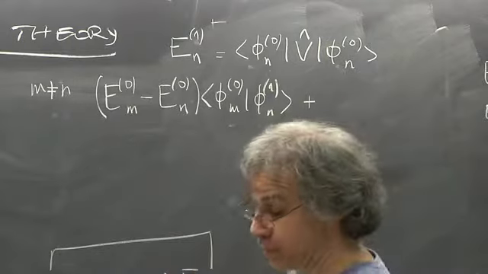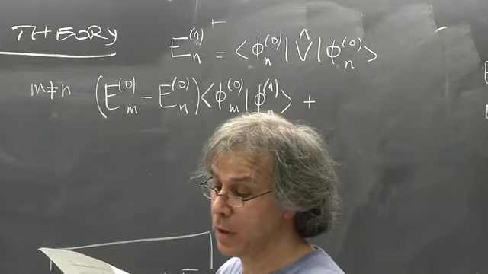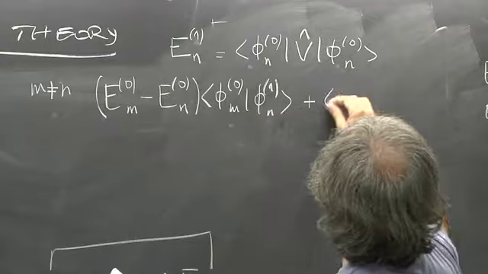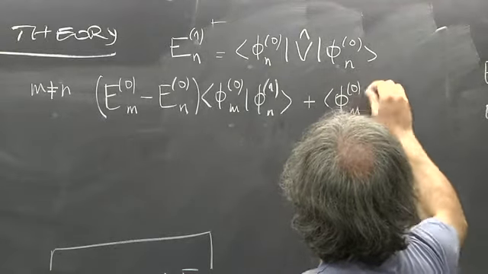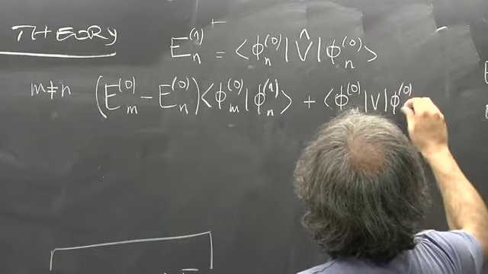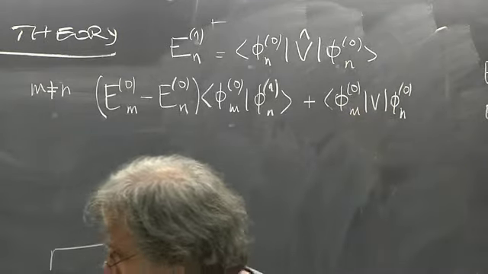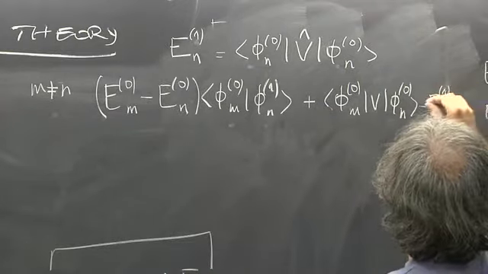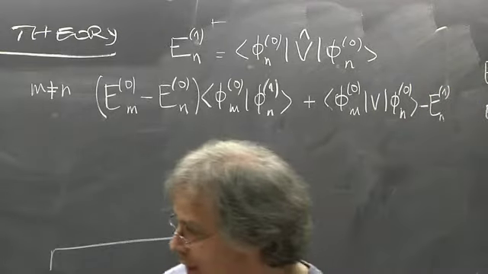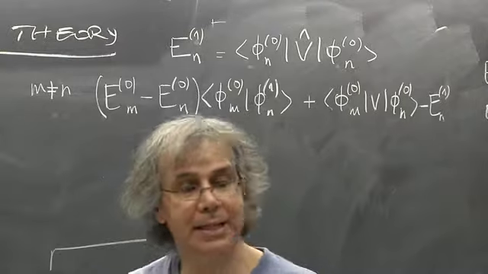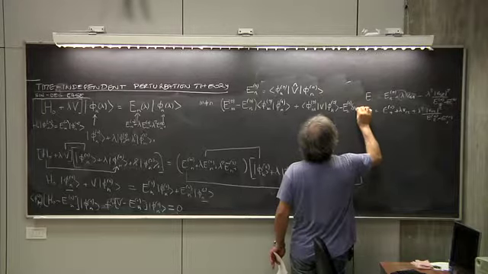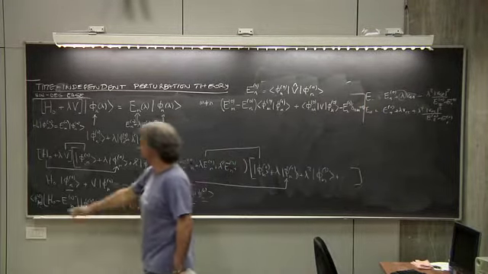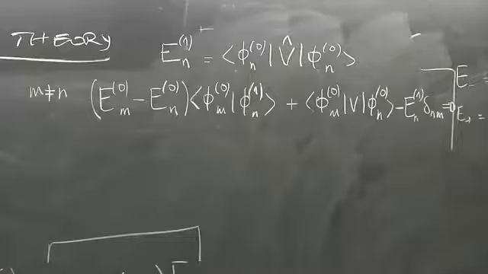plus, how do I write it? Plus like that. Plus phi 0 m V phi 0 n, okay, from here, minus E1n times what? Times a delta of n and m. All this should be 0, okay? This is what this equation is telling me if I multiply now by m.